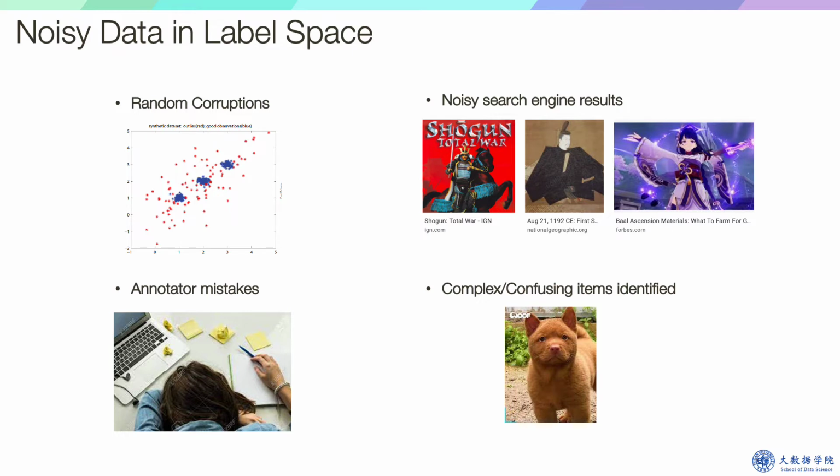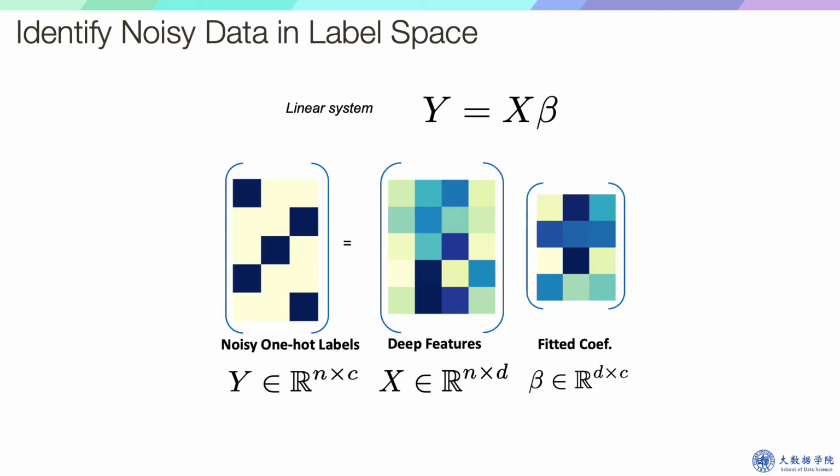What can we do to identify these noisy data in label space? Here, to identify these noisy labels from the training set, we propose to use a simple linear system to model the relation between network features X and one-hot labels Y. This linear system is known to be sensitive to noisy data. That is, the solution of beta is not stable as it may be influenced by even a single outlier. But actually, this is exactly what we want.